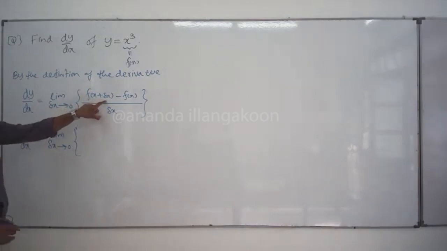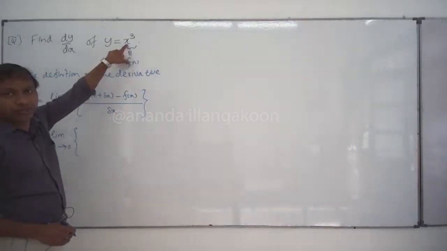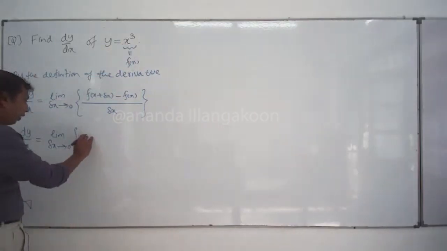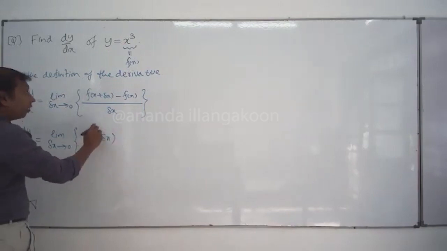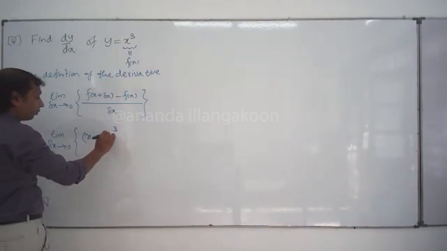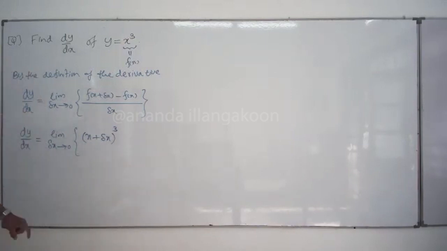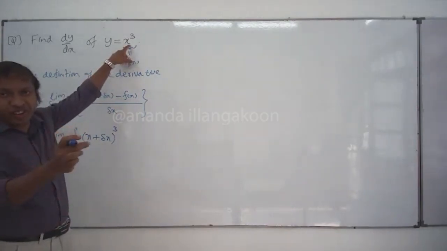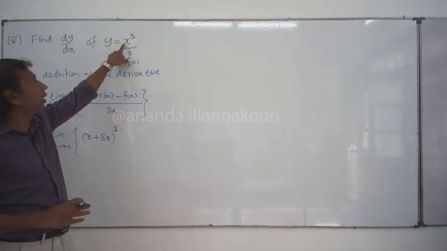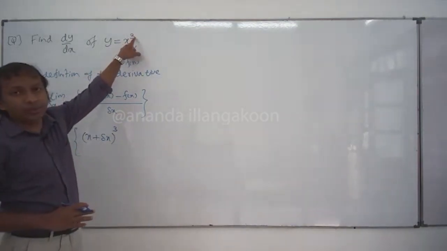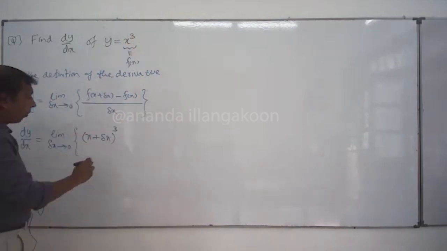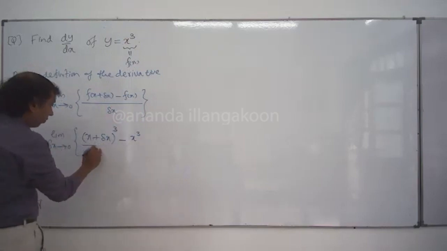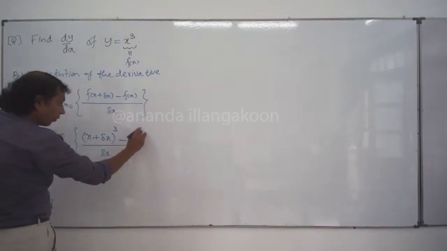f(x + delta x) means what, people? In the right hand side, wherever there is x, we have to replace it by x plus delta x. For the letter x only, now we write x plus delta x. Here we have power 3, no? Power 3. Understood? For every x, we write x plus delta x. Then x plus delta x to the power 3, minus f(x). f(x) means the same thing, right hand side, x cube, divided by delta x.